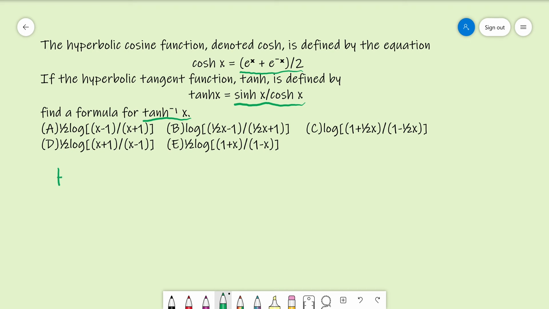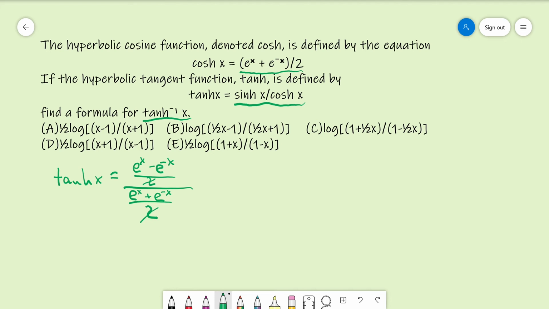So let's write out what this means. We have hyperbolic tangent of x is equal to, remember from the previous problem, hyperbolic sine is e to the x minus e to the negative x divided by 2. And here we're told that hyperbolic cosine is e to the x plus e to the negative x divided by 2. So the 2's are going to cancel out, and this will just give us e to the x minus e to the negative x over e to the x plus e to the negative x.